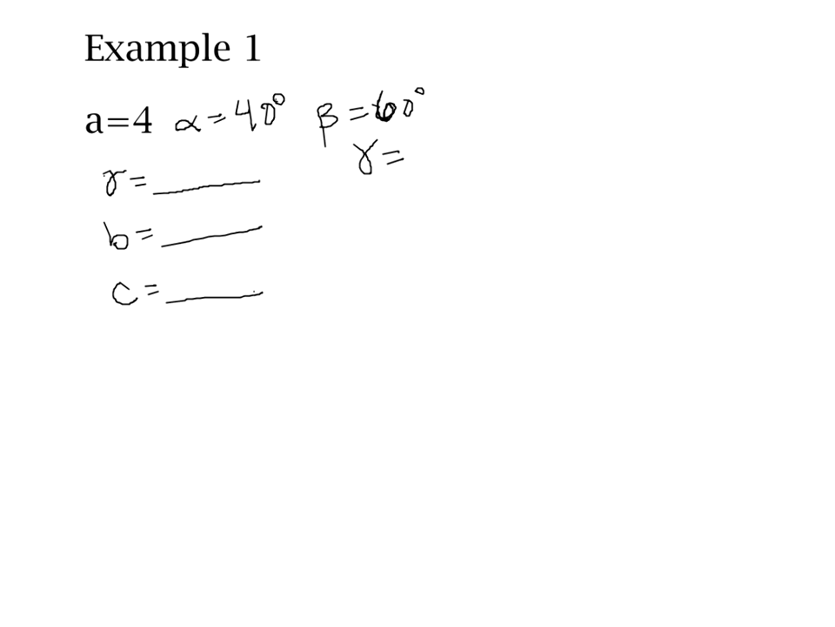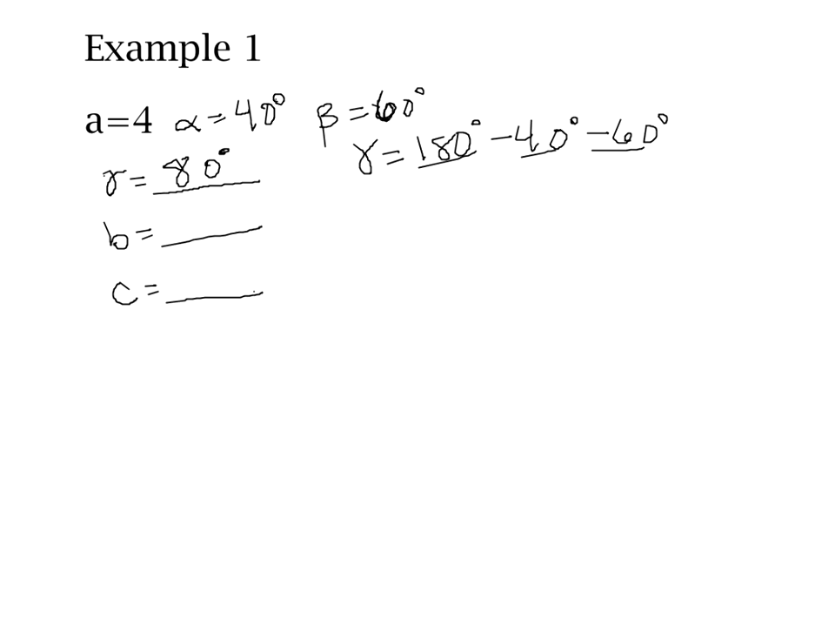Gamma is fairly easy to find. Gamma is equal to 180 minus 40 minus 60, which is 80 degrees. So there's 180 degrees in a triangle, and we subtract the 2 degree measures that we have, and we get the remaining angle.